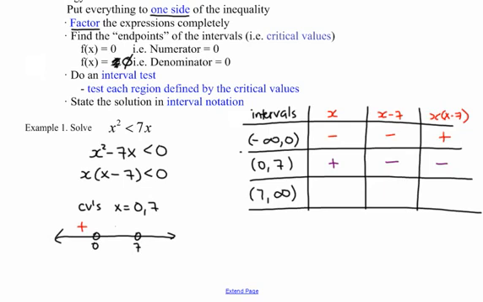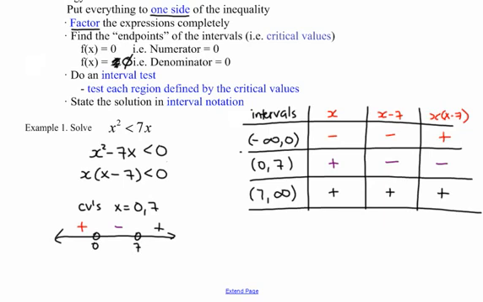So between 0 and 7, it'll always be negative. And then we do the interval from 7 to infinity. So 7 to infinity, choose a number, say 9. So 9 is positive, so it's just x. 9 minus 7 would give you a positive. And so the product of the two would also be positive.